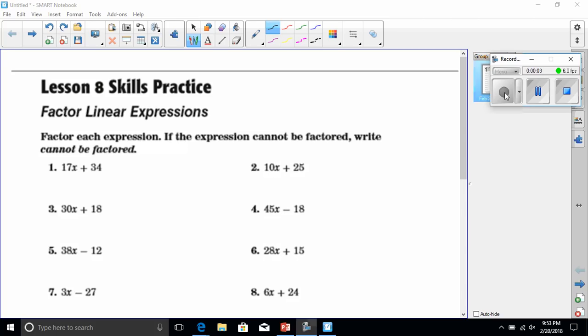We're going to be working on factoring linear expressions. It says factor each expression. If the expression cannot be factored, then say it cannot be factored. Over here, we've got 17x plus 34.